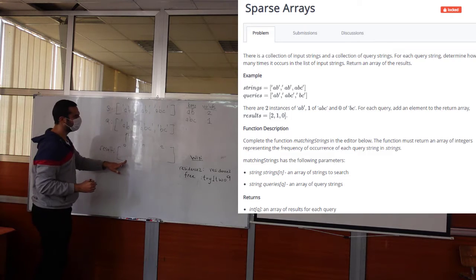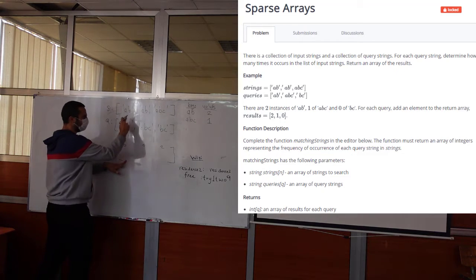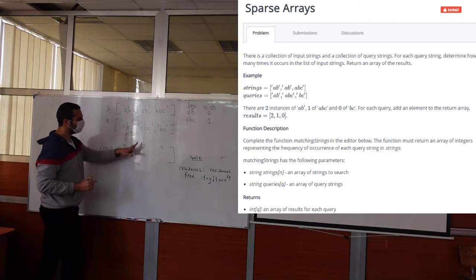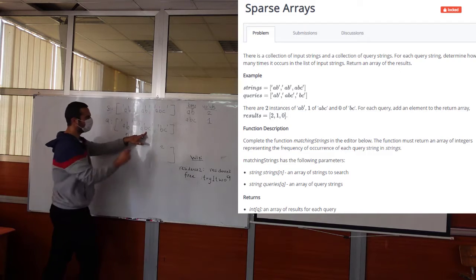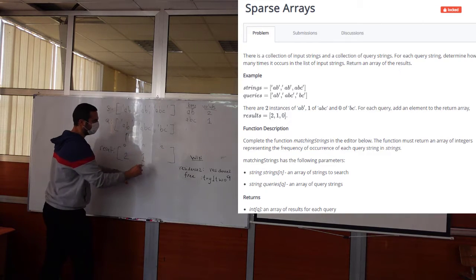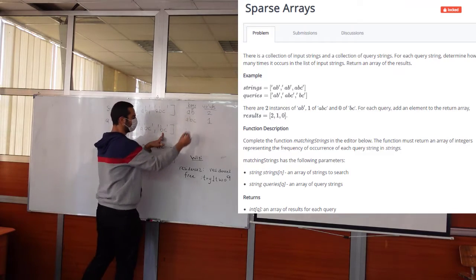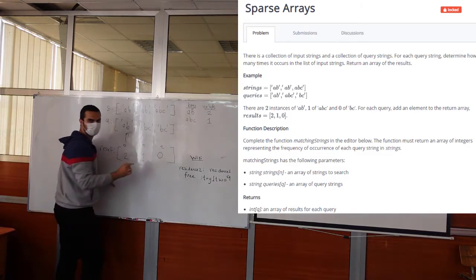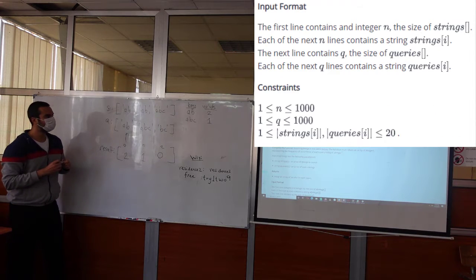For AB, we have 2 counts of AB, so we just set 2. For ABC, we have only one ABC in our map. And for BC, since we don't have any BC, we just check if there is any BC or not, so we can say 0. That's it.